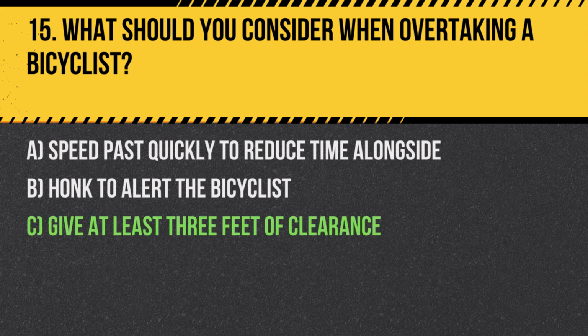Answer. C. Give at least 3 feet of clearance. When overtaking a bicyclist, it is important to give them at least 3 feet of space to ensure their safety and compliance with traffic laws.